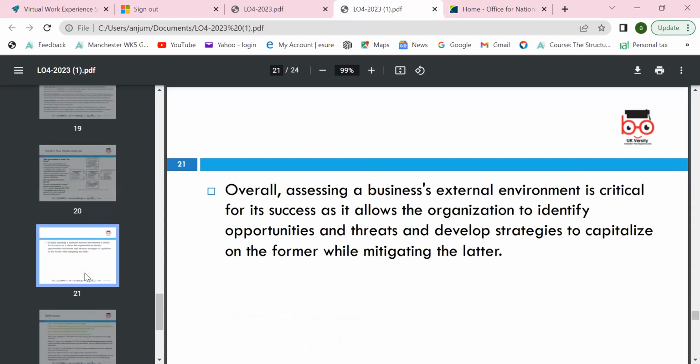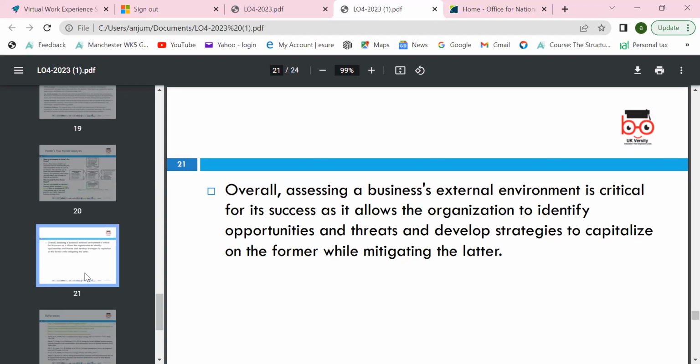Overall, assessing the external environment is crucial to success, as it allows the organization to identify opportunities and threats and to develop a strategy to capitalize on the former while mitigating the latter. Strategies mean action plans. So we can look at cost leadership, cost focus, and differentiation or differentiation focus strategy, based on Porter's generic strategy model. So that's the key.